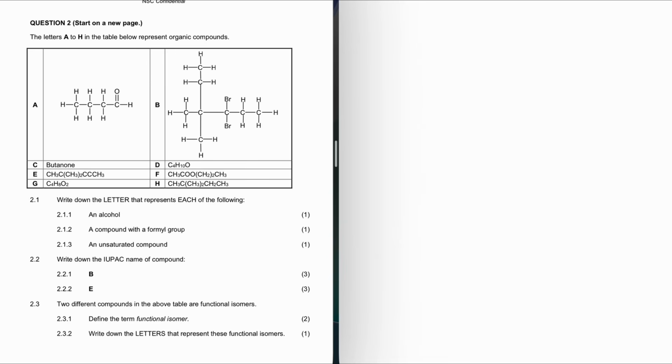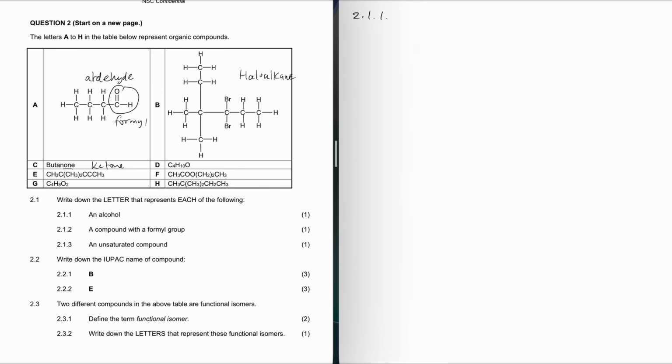The letters A to H in the table below represent organic compounds. Question 2.1, write down the letter that represents each of the following, an alcohol. So A is not an alcohol, A is an aldehyde, and that's because of this group called a formyl group. B is a haloalkane because it's an alkane and it has bromines attached to it. C ends in -one, so that's a ketone.